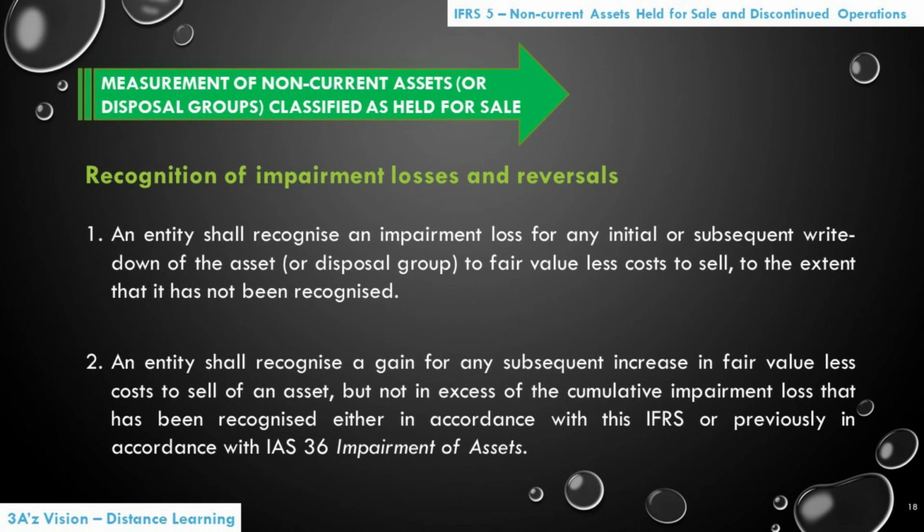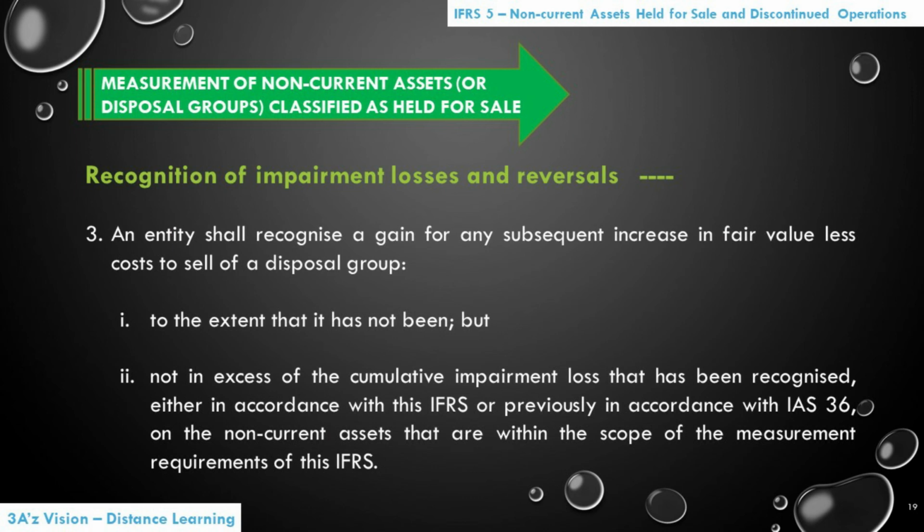Number 1. An entity shall recognize an impairment loss for any initial, or subsequent write-down of the asset, or disposal group, to fair value less costs to sell, to the extent that it has not been recognized. Number 2. An entity shall recognize a gain for any subsequent increase in fair value less costs to sell of an asset, but not in excess of the cumulative impairment loss that has been recognized either in accordance with this IFRS, or previously in accordance with IAS 36 impairment of assets.